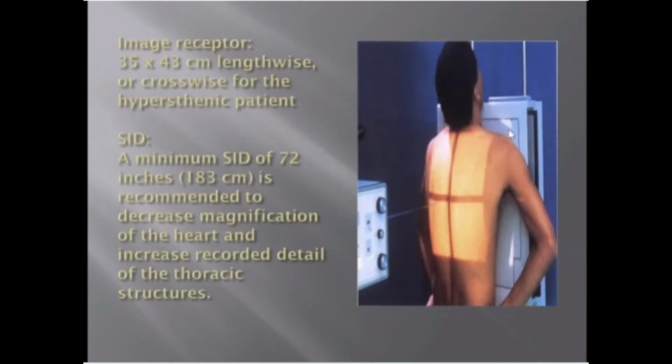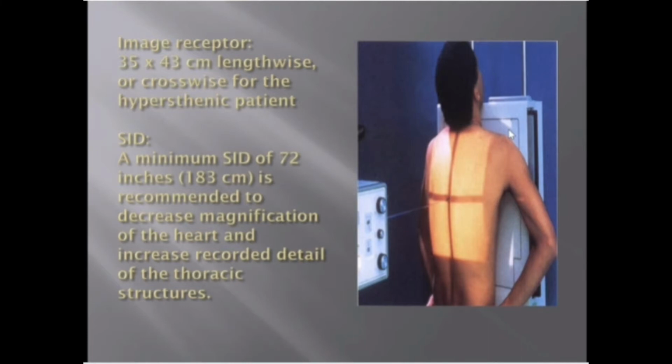We are using 35 by 43 centimeter lengthwise or crosswise image receptors for the hypersthenic patient, depending on the size of the patient. Orientation of the larger cassette will depend on the width of the thorax.